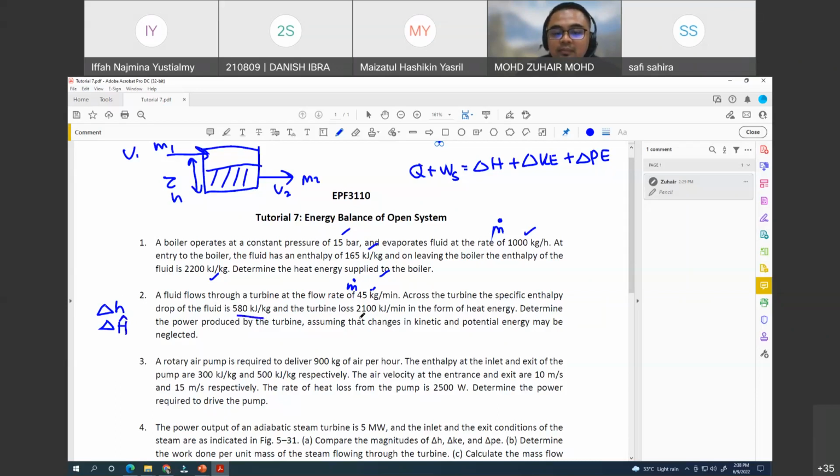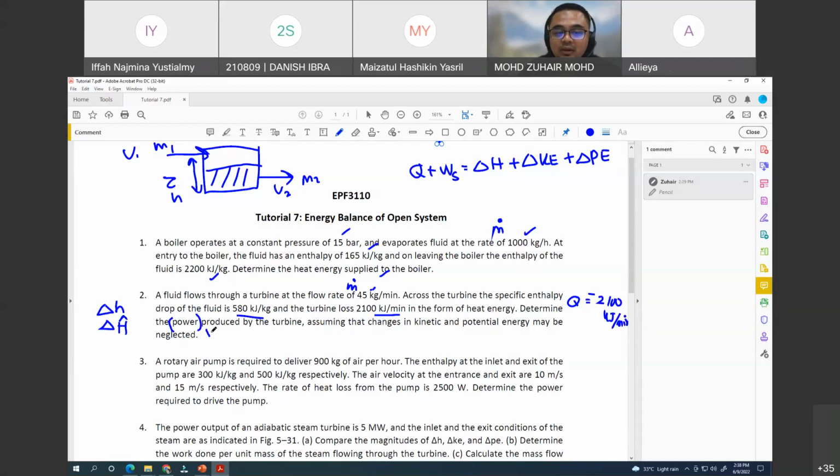And the turbine loses 2100 kilojoule per minute in the form of heat energy. So this is Q, and it's lost from the system. When it's lost, will the Q be negative or positive? It's lost by the system, lost from the system. So is it a negative or positive value there? Anyone can answer? Positive or negative? Negative. Okay, thank you.